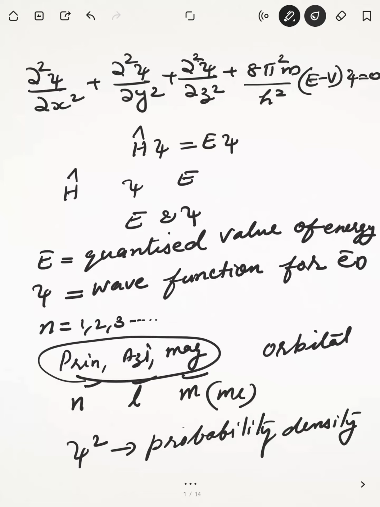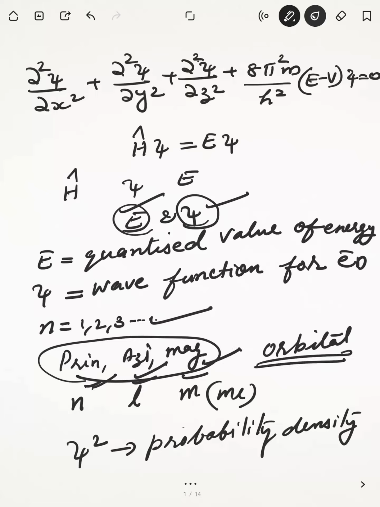So, when Schrodinger wave equation is solved for hydrogen atom, the solution gave all possible values for E and psi. Energy levels, that is n is equal to 1, 2, 3, and the corresponding wave functions psi for an electron associated with each level. These energy levels and the wave functions are characterized by a set of 3 quantum numbers. What are these quantum numbers? Principal quantum number, Azimuthal quantum number, magnetic quantum number. So, by telling all these 3 quantum numbers, you can talk about an electron.